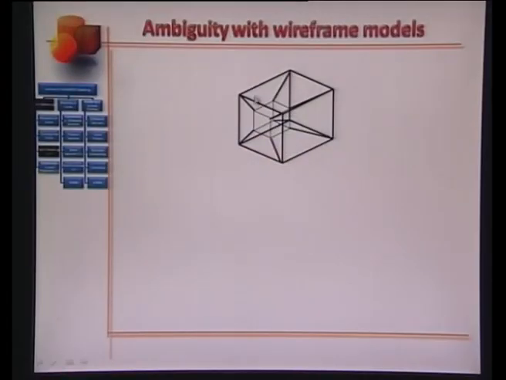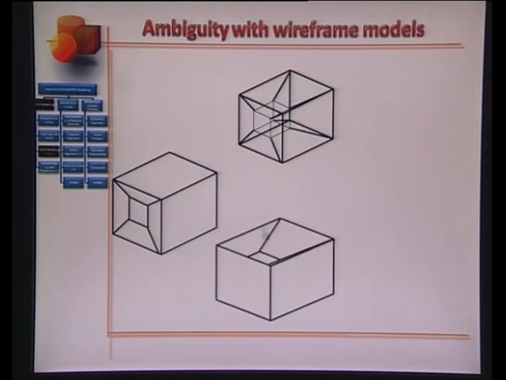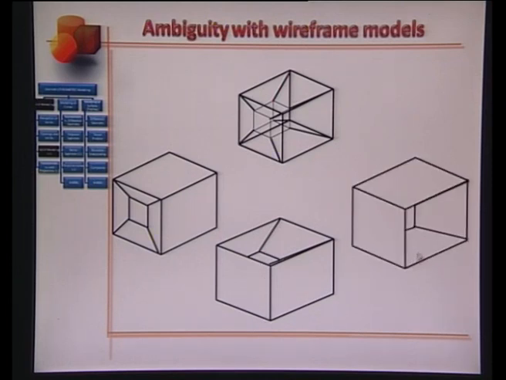The second example, consider a block within a block. This represents a through hole in a block. What is not clear from this model is whether the opening of the hole is from left to right, like this, or whether it is from top to bottom, or whether it is from right to left.